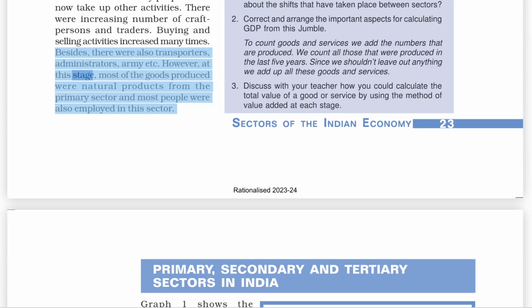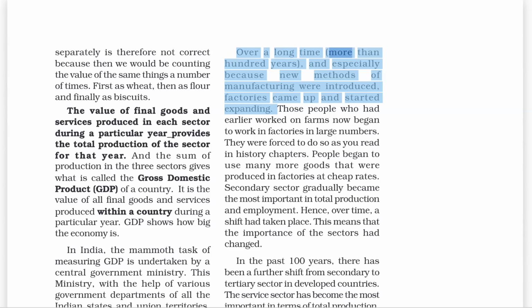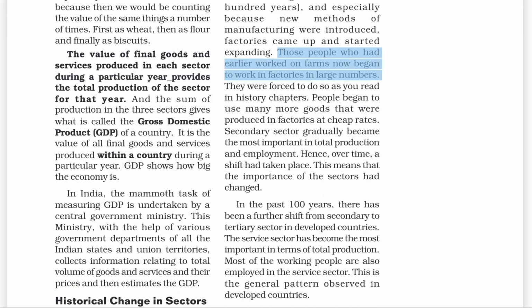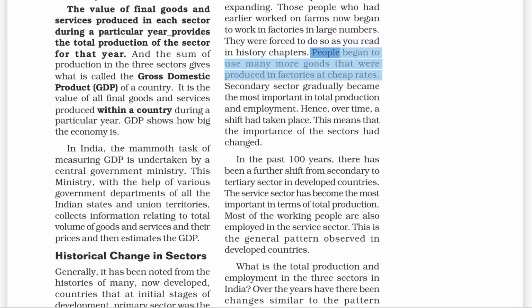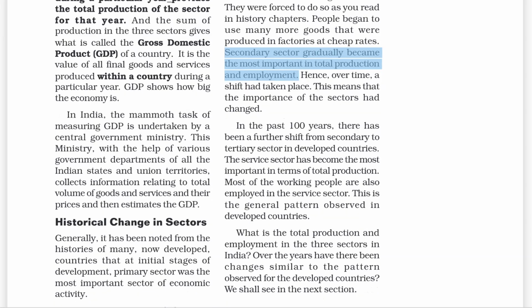However, at this stage, most of the goods produced were natural products from the primary sector and most people were also employed in this sector. Over a long time, more than 100 years, and especially because new methods of manufacturing were introduced, factories came up and started expanding. Those people who had earlier worked on farms now began to work in factories in large numbers. They were forced to do so as you read in history chapters. People began to use many more goods that were produced in factories at cheap rates. Secondary sector gradually became the most important in total production and employment.